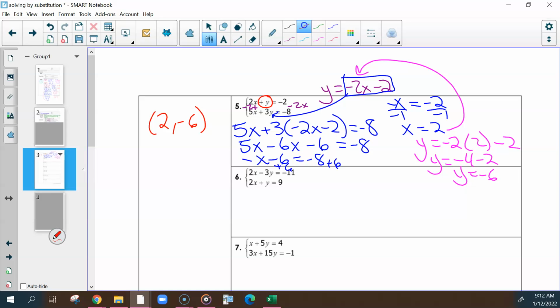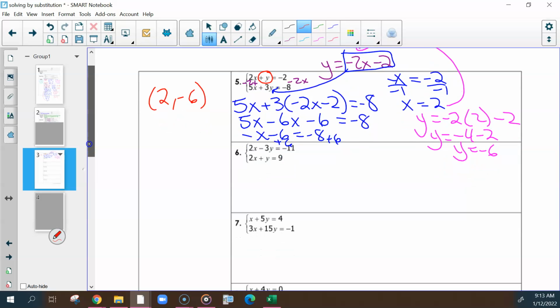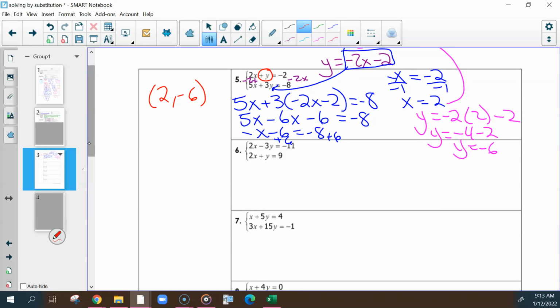Very last one we're going to do together is 6, but I want you guys to walk me through how we would solve this. I heard solve one of them and turn it into a y-intercept. Saeed, you were going to say something? You should do the one with 2x plus y because it has a variable x.